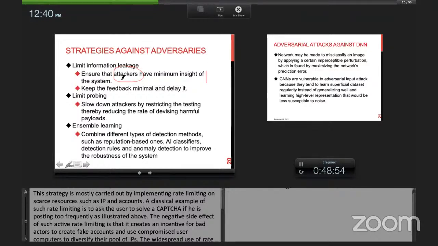That means ensuring that not only the attackers, but everybody has minimum insight of the system, and keeping the feedback minimal and delayed, since feedback will tie the system back to earlier stages. Sometimes it may create an unwanted loop, and somebody's attention may be attracted towards it. So this type of strategy may be carried out by implementing rate limiting on the scarce resources such as the IP and the accounts.